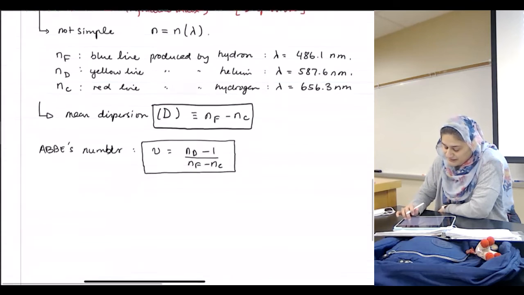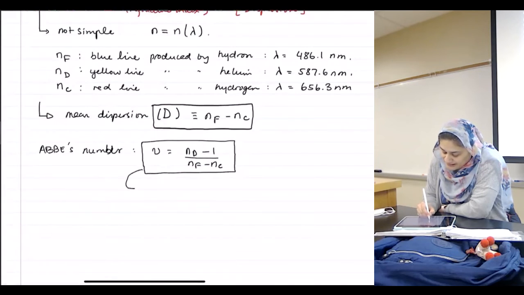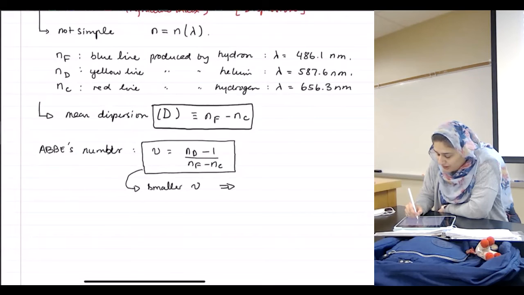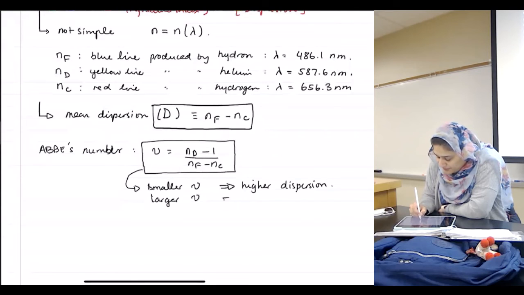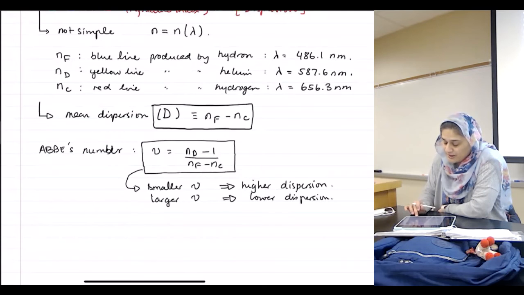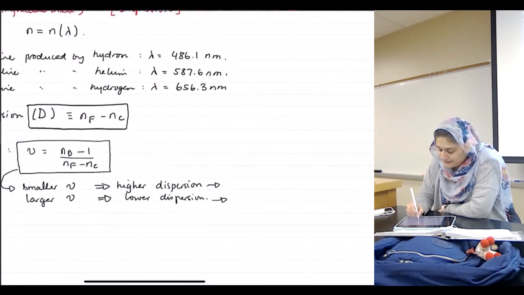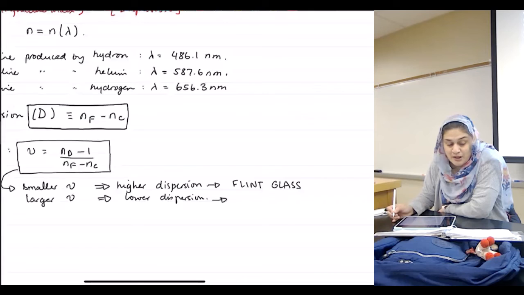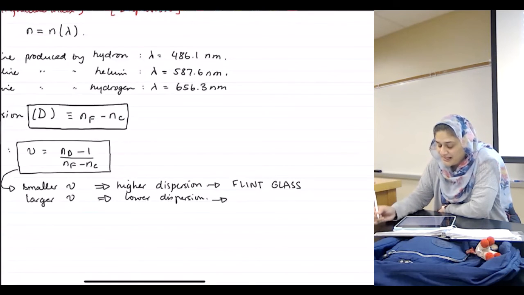What does the Abbe's number tell us? This tells us smaller Abbe's number implies larger or higher dispersion. Similarly, larger Abbe's number implies lower dispersion. So I'll give you an example. Flint glass has a smaller Abbe's number, but higher dispersion.